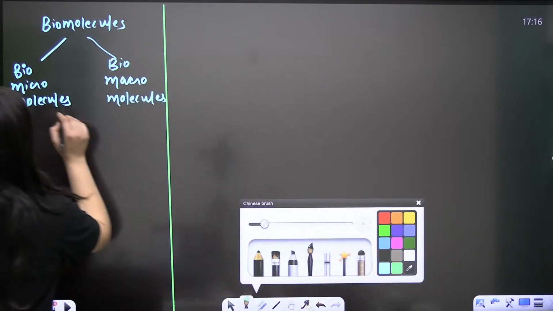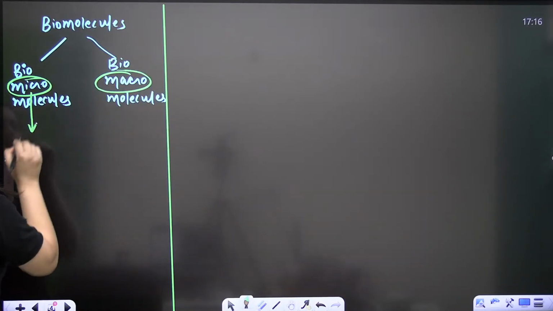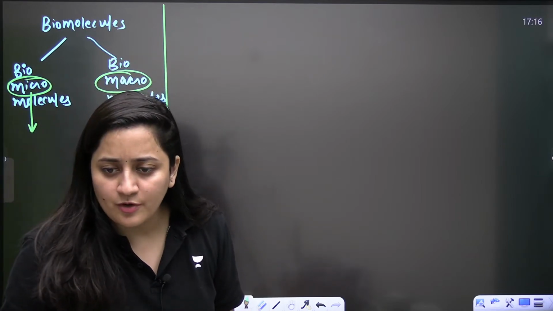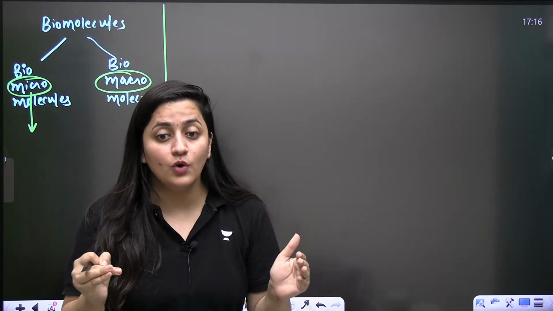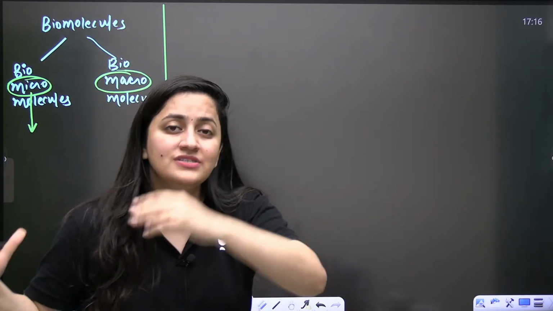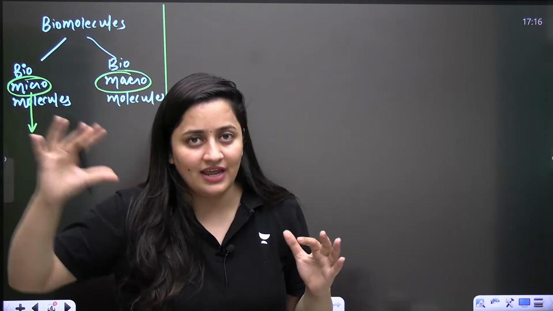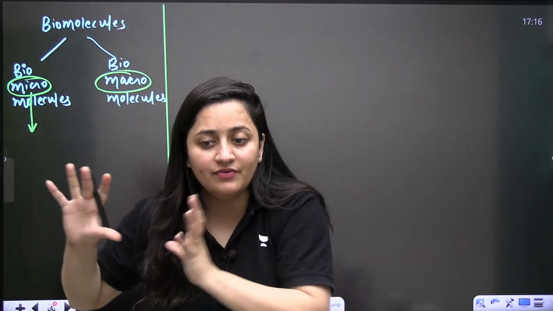Bio means living, molecules you know. Now the words are micro and macro. How can you define bio-micromolecules? Obviously, it is related to their molecular weight. Bio-micromolecules are those having less molecular weight. Bio-macromolecules are those which have more molecular weight. We will understand it and even see the differences.